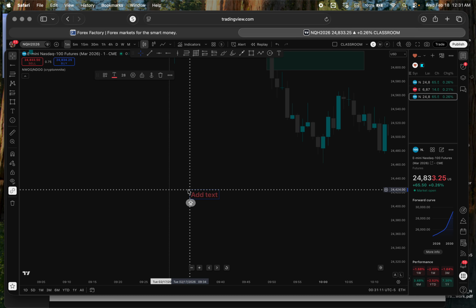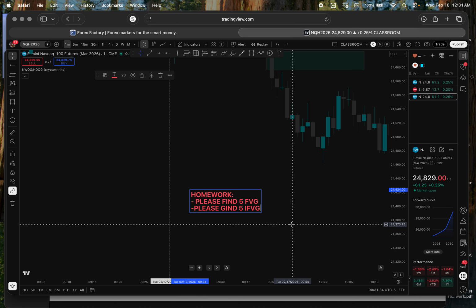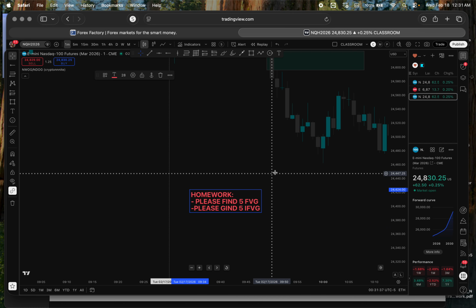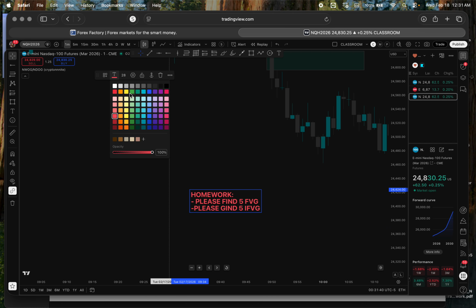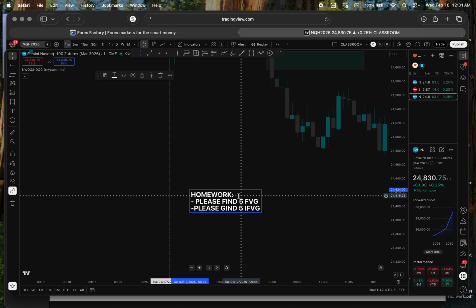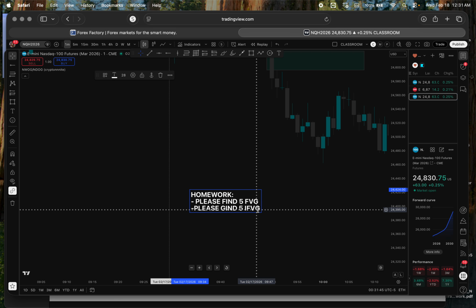This is your homework. Please find 5 fair value gaps, and I'm abbreviating. Please find 5 inverse fair value gaps. It doesn't have to be all bullish or all bearish. I would say do a mixture of it, but definitely look for 10. Look for 5 regular fair value gaps and 5 regular inverse fair value gaps, and I'll see you in the next one.